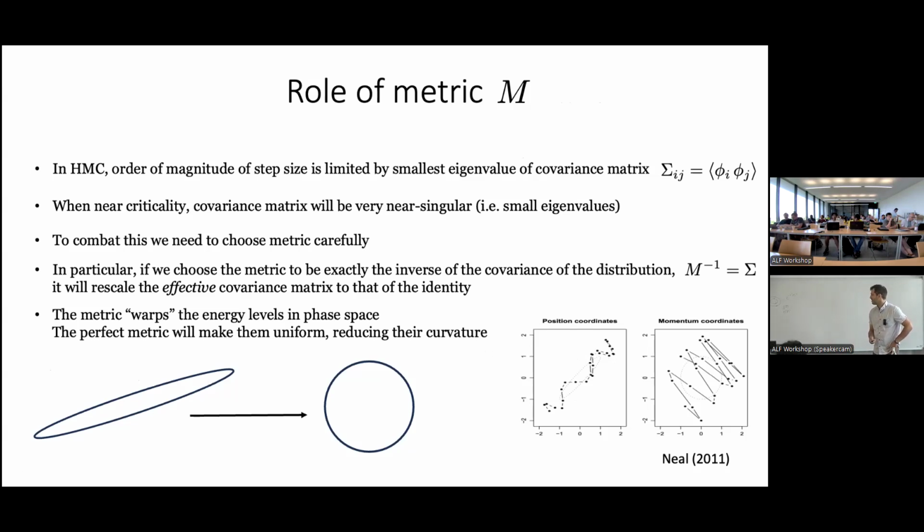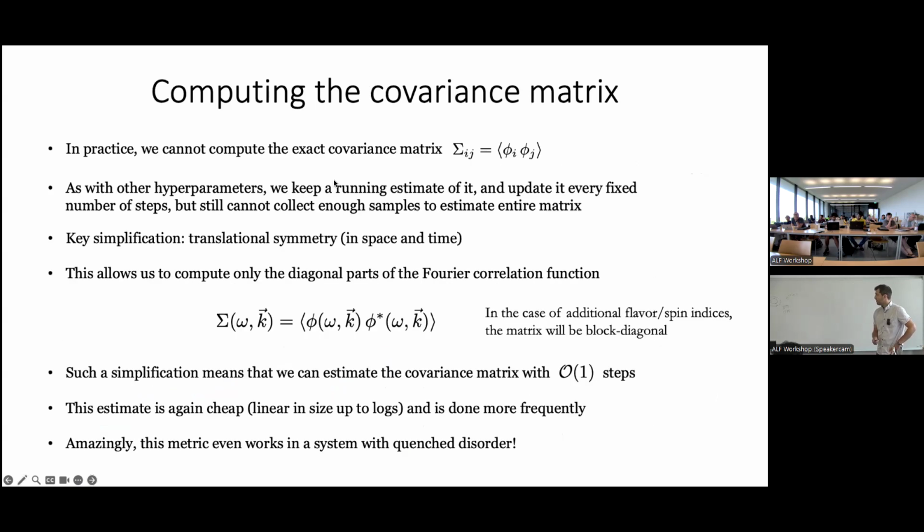Okay, so like I was saying, what you want to do is choose a metric that's as close as possible to the inverse of this covariance matrix, and that will allow you to choose a larger step size. That's the goal. And so then, how do we actually compute the covariance matrix? This is actually one of the observables that you want in your theory, so it's a bit weird to be asking for this information in the warm-up phase before you even have your data.